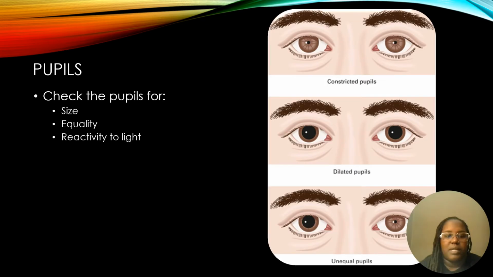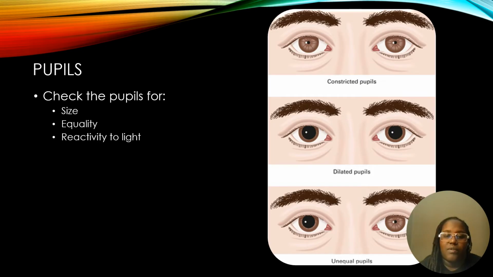Next, we're going to be looking at pupils, right? It's really easy to check pupils. We're going to just take a pen light, shine it into our patient's eyes, and watch for the reactivity of the pupil to the light. Normally, we would expect the pupils to constrict at a fairly rapid rate. That is going to be pupils equal and reactive to light. Whenever we're assessing pupils, we want to be looking at size, equality, and reactivity to light.